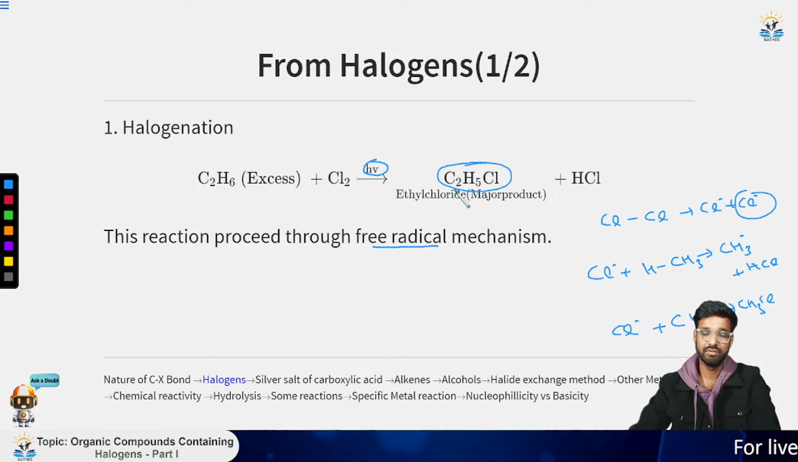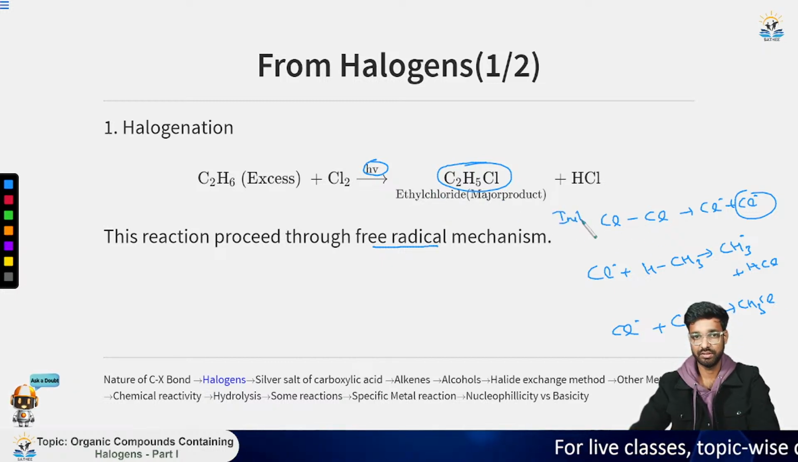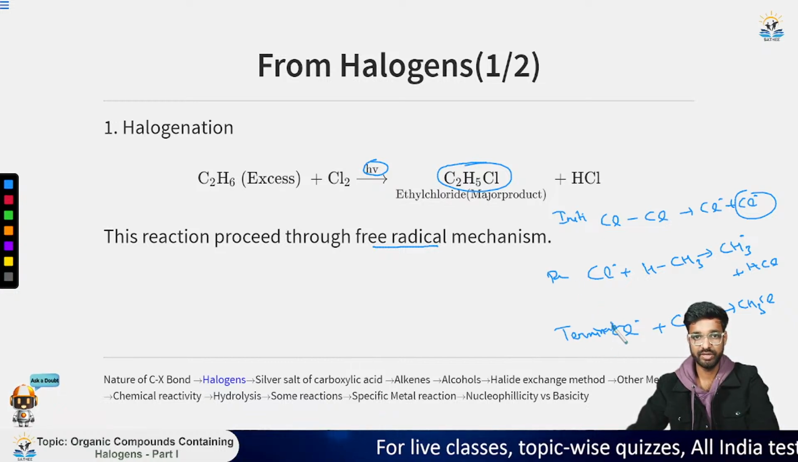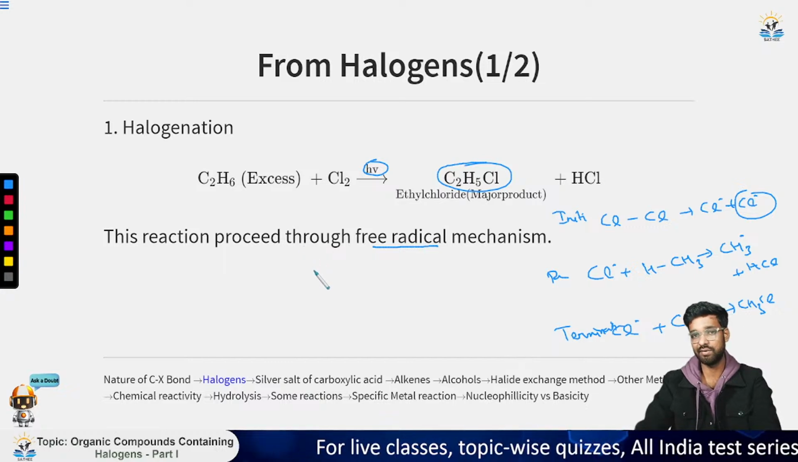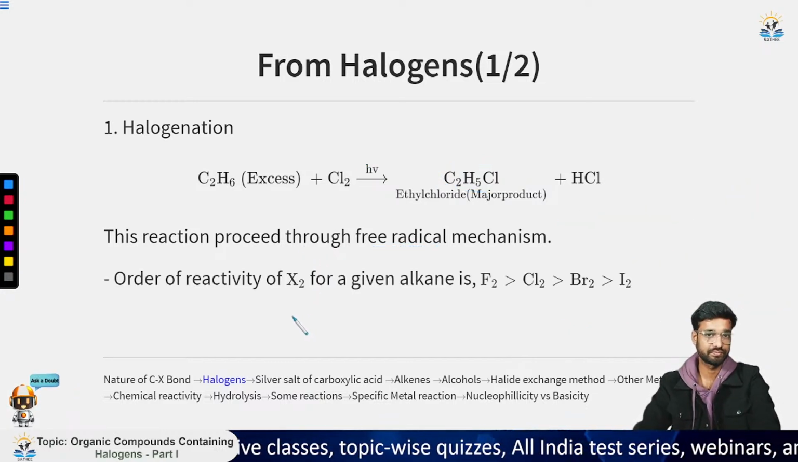Suppose if it is methane, then this will be formed. In case of ethane, this will be formed. Now if you write the steps, so this is the initiation, this is the propagation, and this is the termination. I have not mentioned it in the slide because we have discussed this in the hydrocarbon chapter, where we have seen the reaction of the hydrocarbon with the halogens.